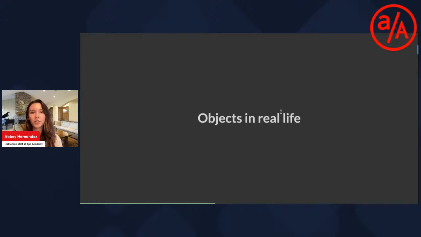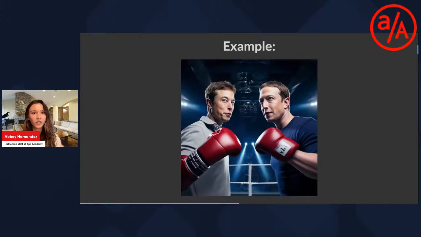Just like objects in real life, we can represent those objects in code. So here's our example. Has anyone heard about the cage fight between Mark Zuckerberg and Elon Musk? Hopefully everyone's heard of this. Apparently they're going to stream it on X, but this is going to be our example.